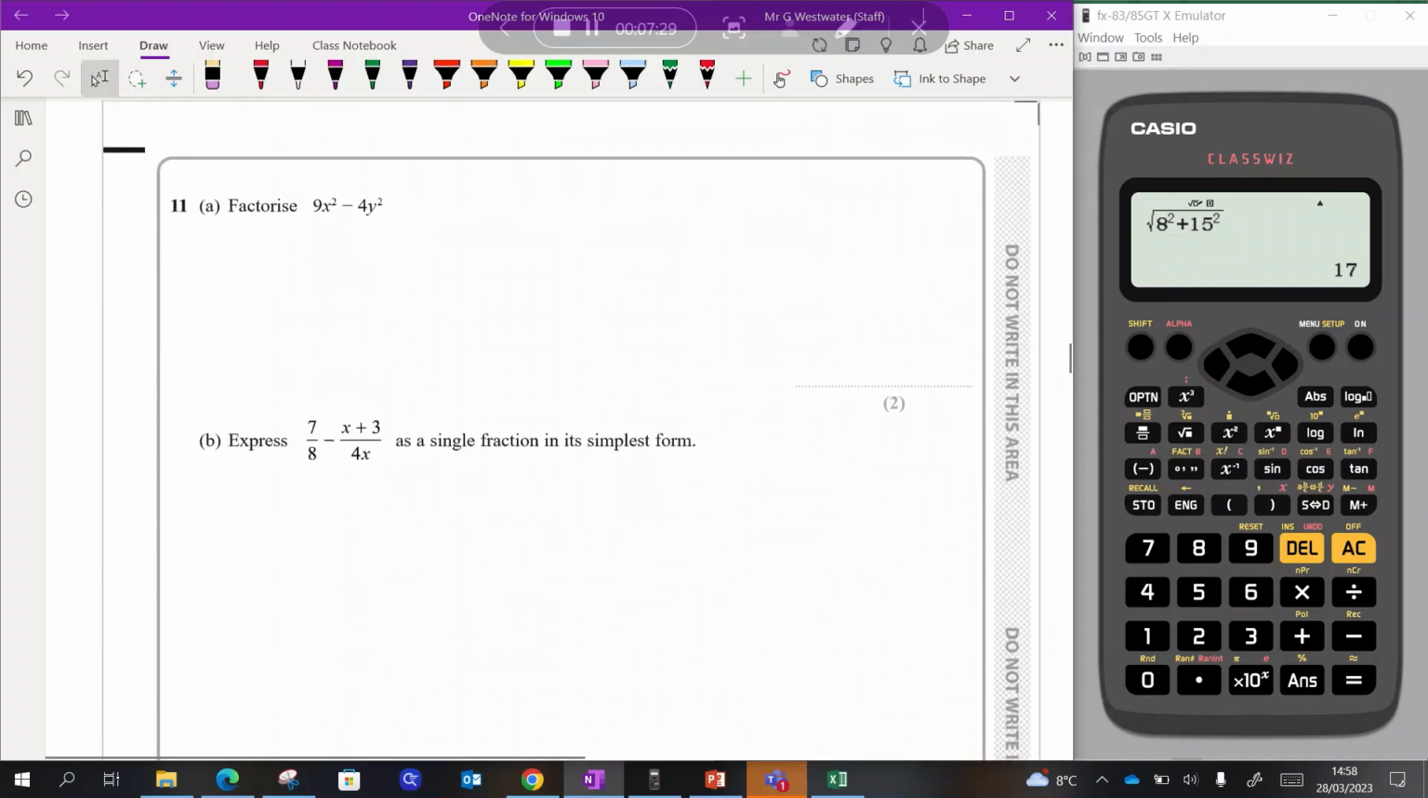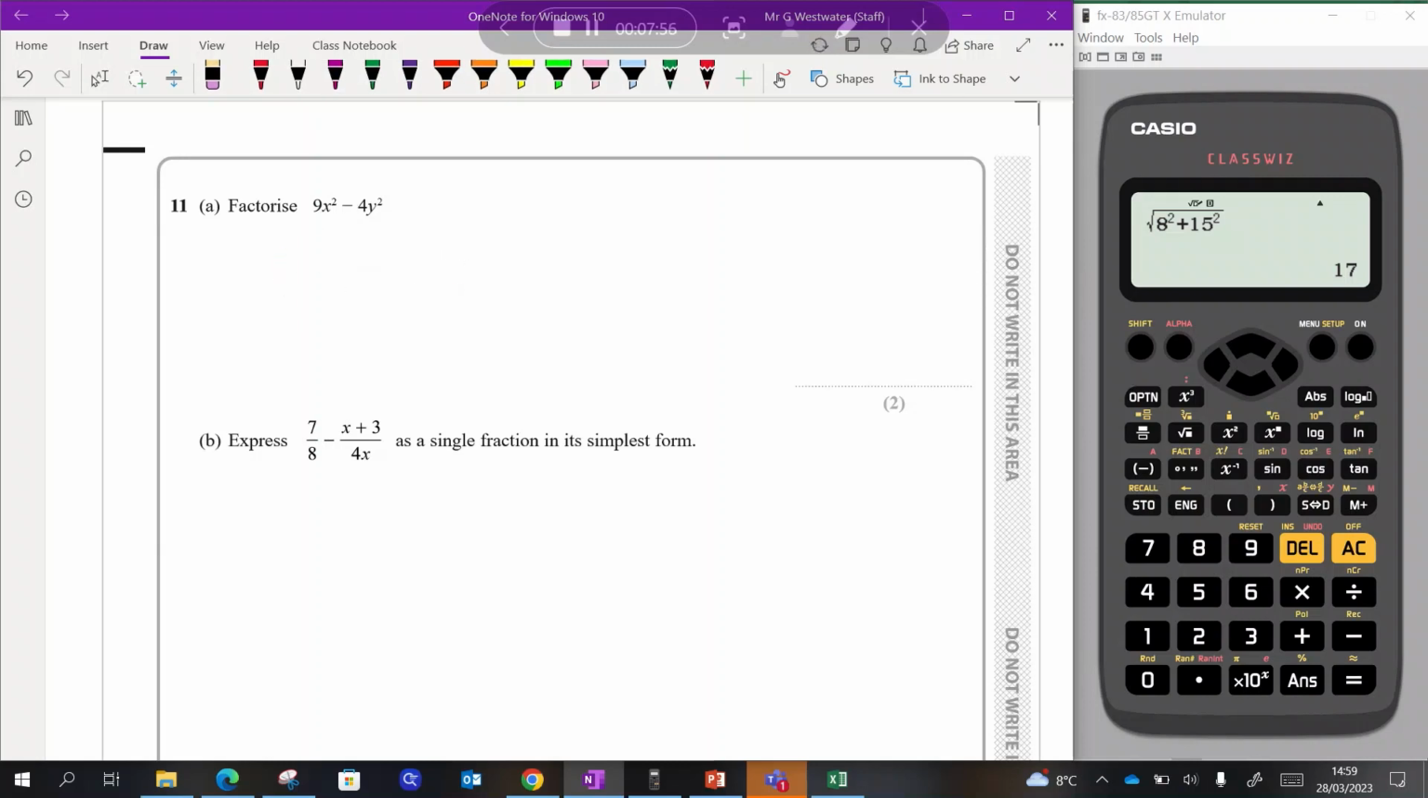And on to question 11. Factorise 9x squared minus 4y squared. Okay, so this is one of our special cases of factorising quadratics. We've got one square number, take away another square number. 9 is a square number, x squared is a square number. 4 is a square number, y squared is a square number. So this is the difference of two squares. So it's going to look like two brackets.